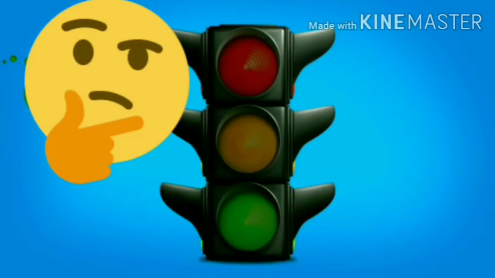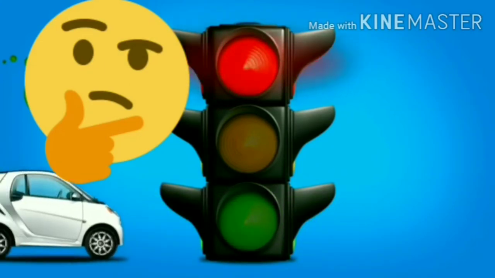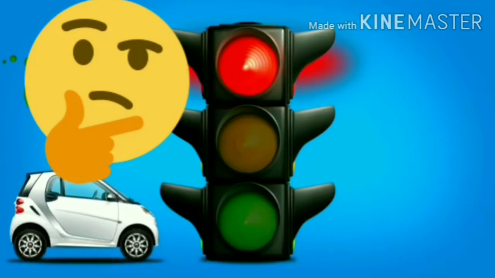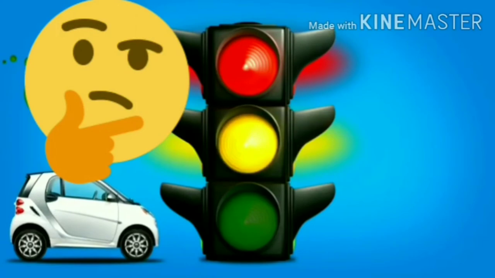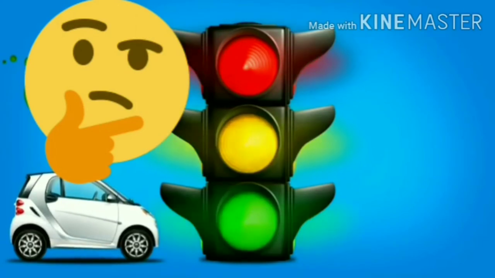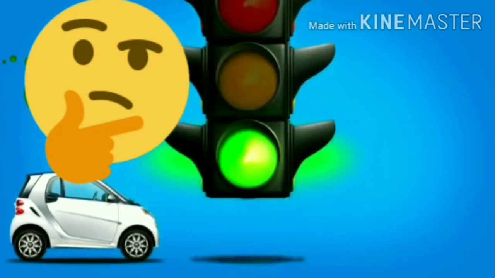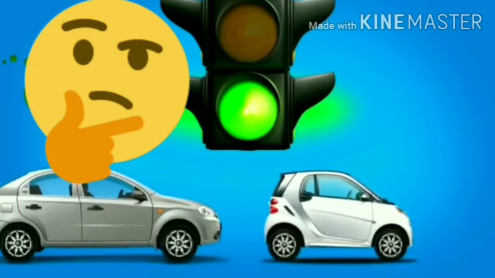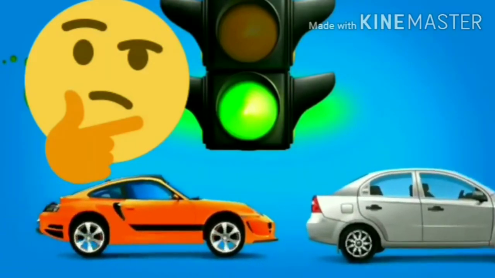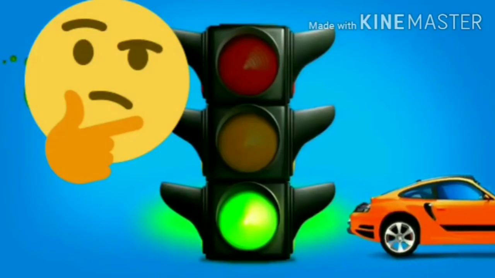So, first is red. Red means to stop. Here, people are crossing the road. Next is yellow. Yellow means get ready. Now you can start your car's engine. And the last one is green. Now you can go.